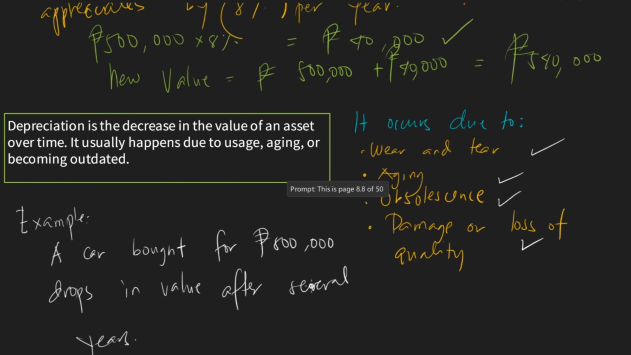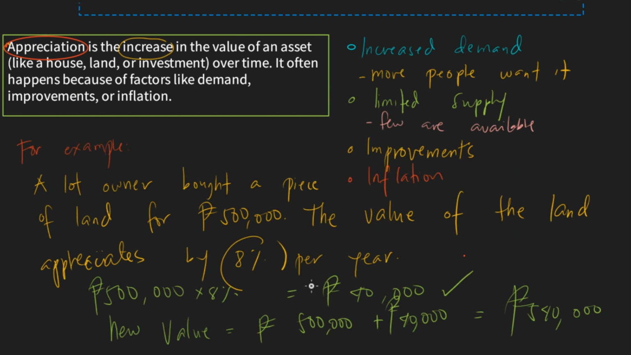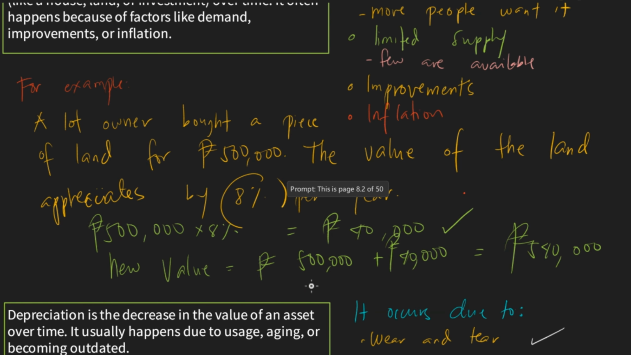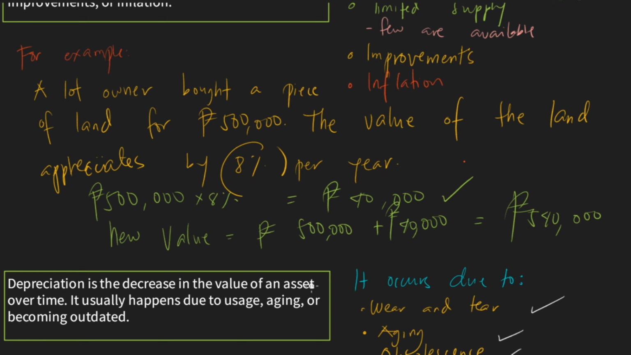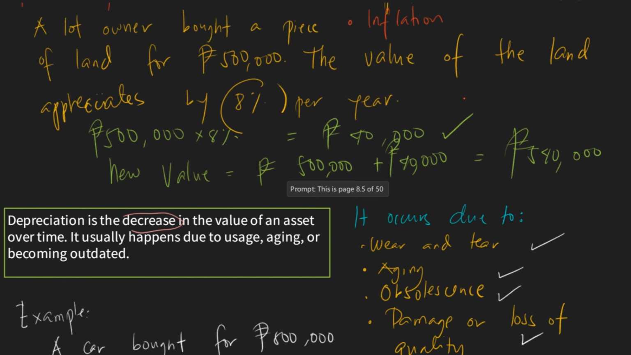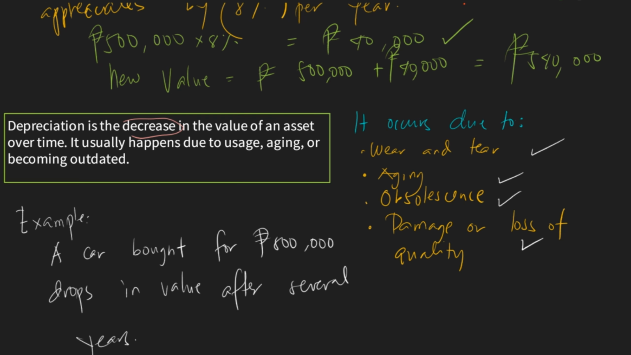So again, we have appreciation, which is the increase in the value of an asset, while depreciation is the decrease in the value of an asset. It takes place over time and usually happens due to aging or becoming outdated.